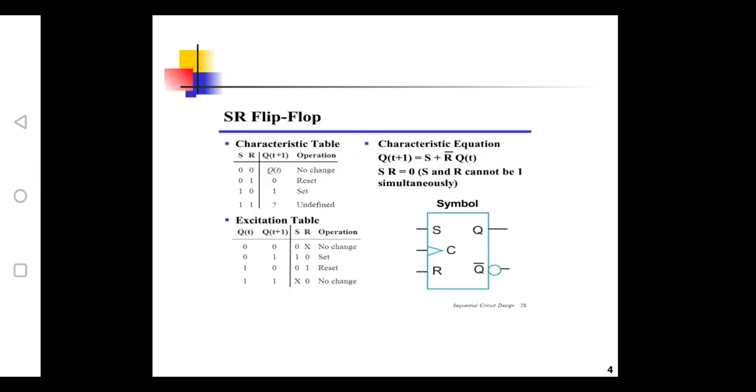So the first represents a characteristic table or a functional table of SR flip-flop. Similarly, in order to write down the characteristic equation, we need to elaborate the characteristic table in such a way that we assume the inputs as S, R and Qn. So here Qn is nothing but the previous value of the output.